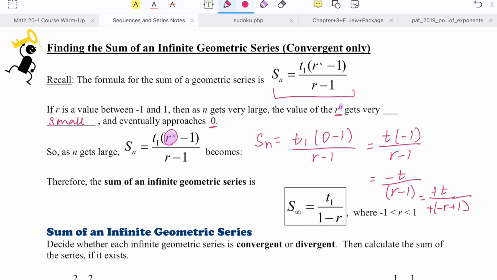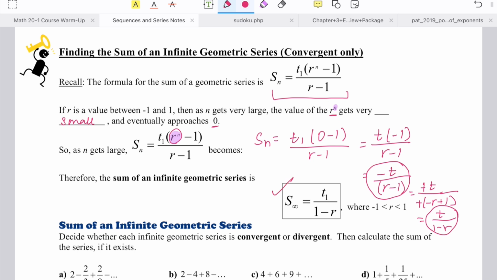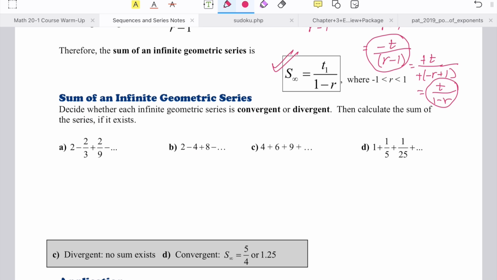And then I can cancel the ones and I'll get T1 over 1 minus r. So you can either use that or this. Okay? So this is the sum when you're given a geometric series that has infinity as its number of terms. Questions? This formula is also given to you in your formula sheet. Okay. So let's do a few questions.